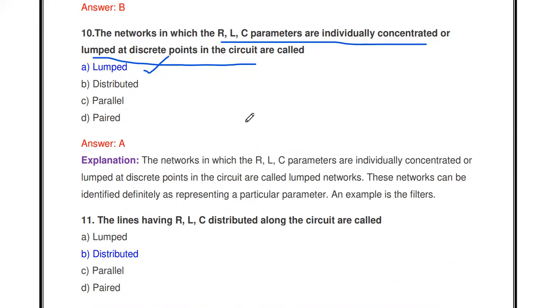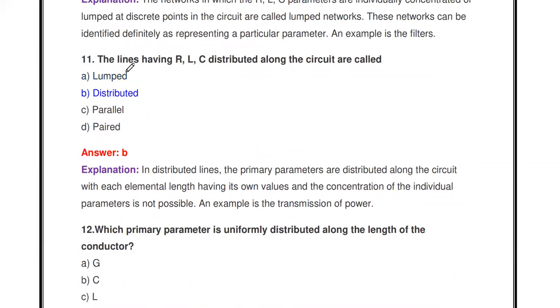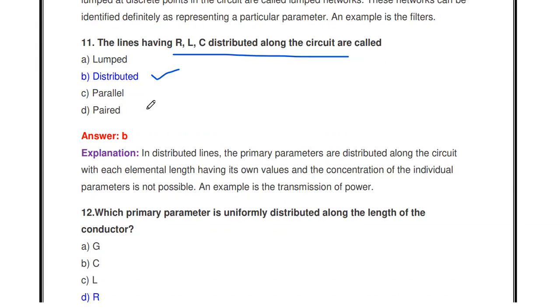If in a network the resistor, inductor and capacitor parameters can be separated, that is called a lumped network. Then the next thing: lines having RLC distributed along the circuit are called distributed networks. Here, line means transmission line. So in a transmission line, the resistance, inductance and capacitance are distributed along the circuit, and it is called a distributed network.